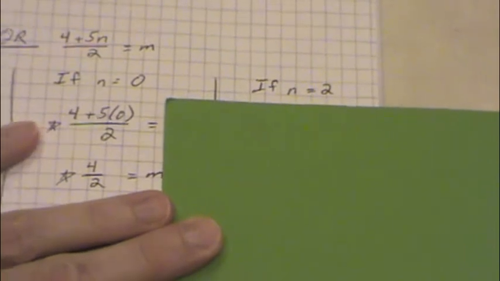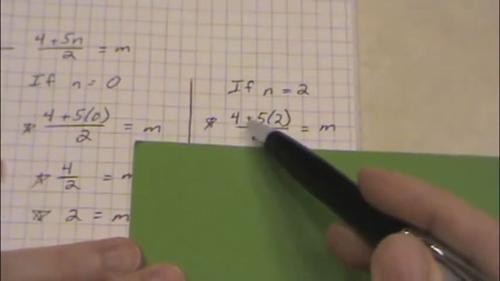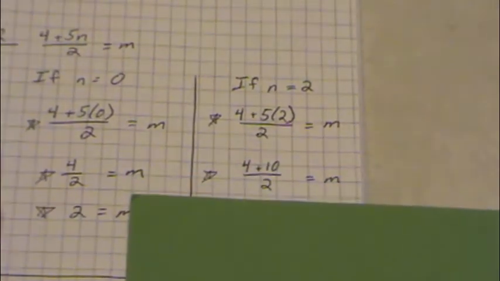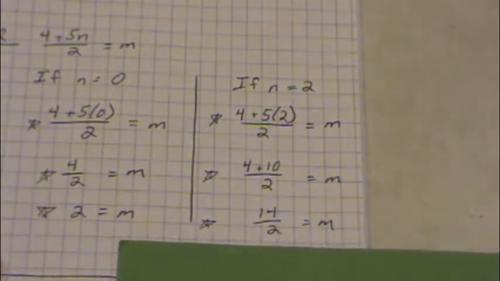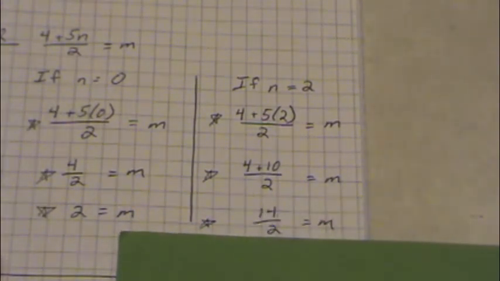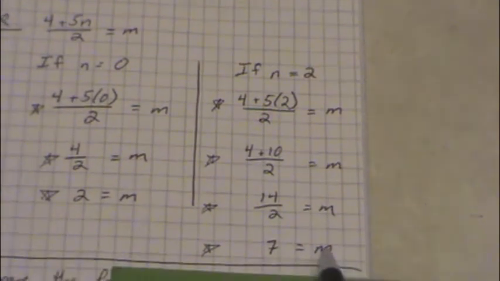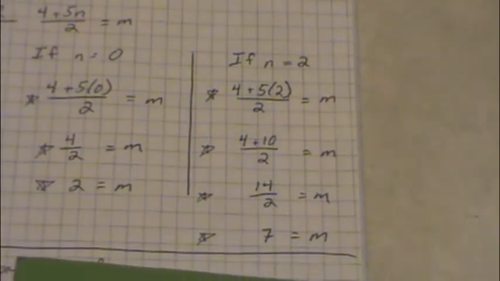And last but not least, if n is equal to 2, then 4 plus 5 times 2 over 2 equals m. 4 plus 10 over 2 equals m. 14 over 2 equals m. 7 is equal to m. And again, no shortcuts here. I should see all those steps.